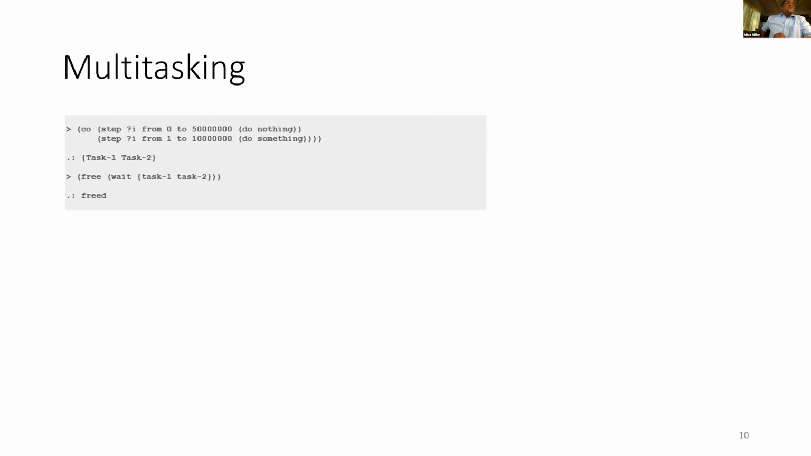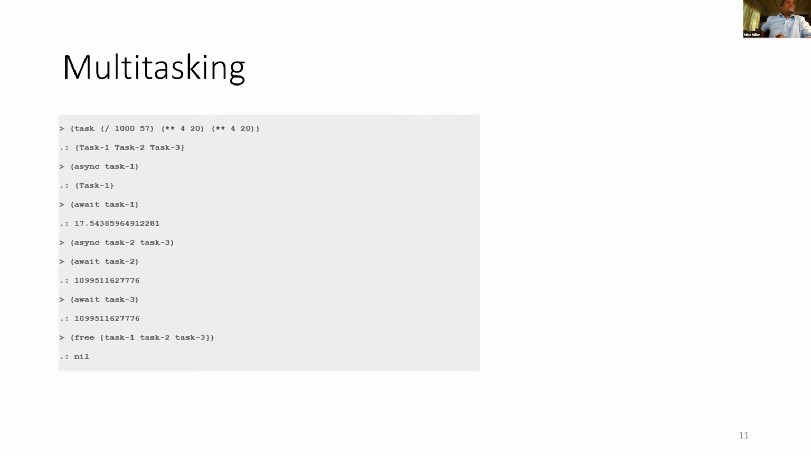If we run co, co will run all of the expressions that are passed to it, and will return the values only after all the expressions are done. We can also wait for tasks to be done, but here this is a little bit superfluous, because co returns the tasks. So basically we free task handles after we're finished with them.